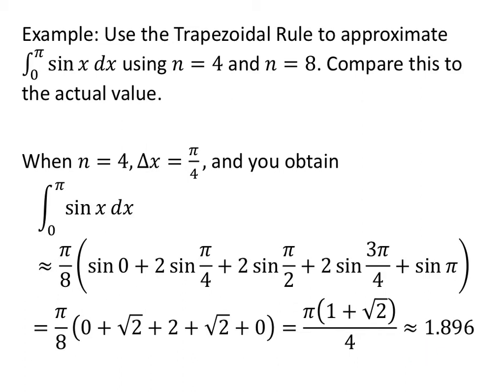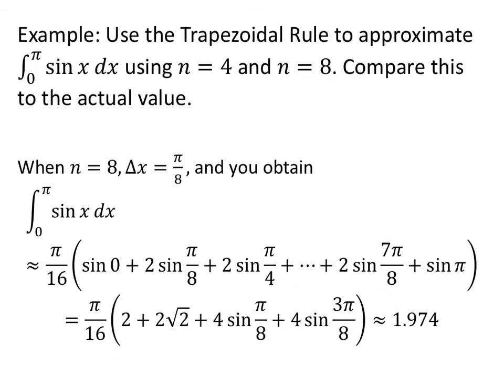So it seems as though the area under the curve of the sine of x from 0 to pi is approximately 1.896. But what if we're using an n value of 8? Well, cutting the interval from 0 to pi into 8 pieces, each will have a length of pi over 8.